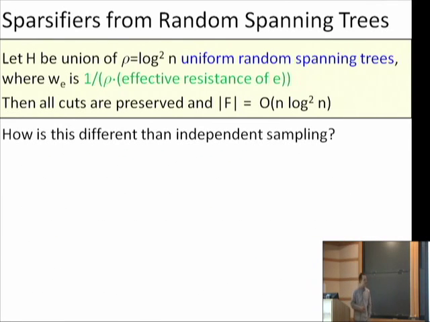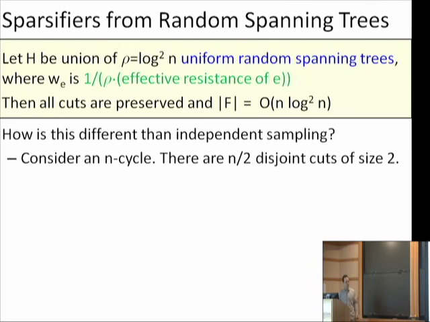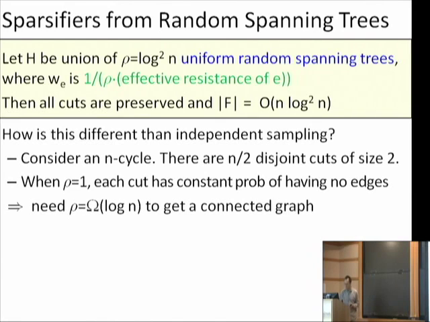Now to address Luca's question from earlier. What Luca said is that if you do independent sampling, then you're doomed to require at least n log n edges. For example, if you started with a clique, or another example would be an n-cycle. If I just look at the singleton cuts in an n-cycle, there are n over 2 disjoint singleton cuts, each of size 2. If I do a single round of sampling, then each cut has a constant probability of having no edges. If I want every one of those cuts to get at least one edge, then I need to do at least order log n rounds of sampling just to get connectivity. So you're doomed to this n log n edges with independent sampling.